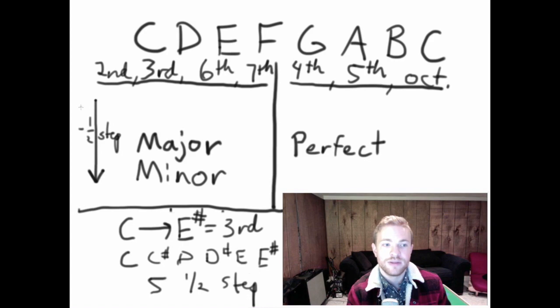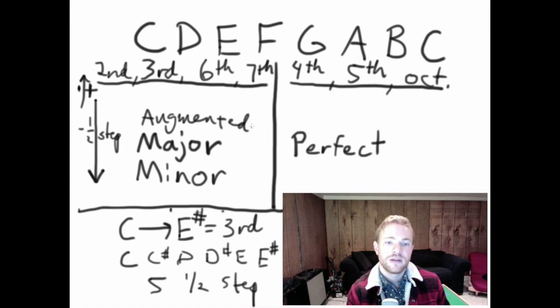Okay? So in this case, we're going up the chart and adding a half step each time, right? We would call that an augmented third. So hopefully this is starting to make sense.